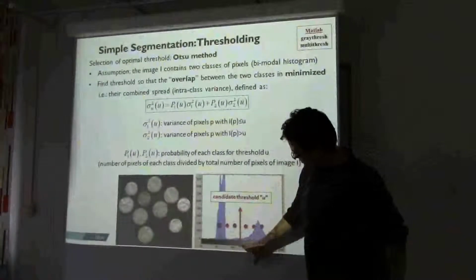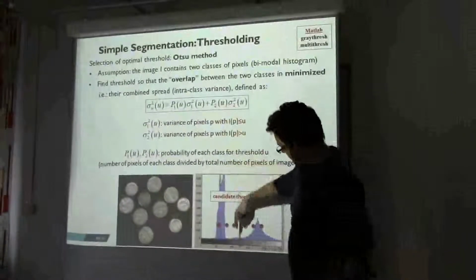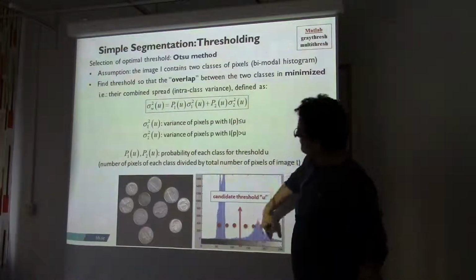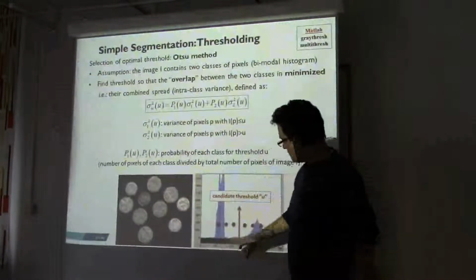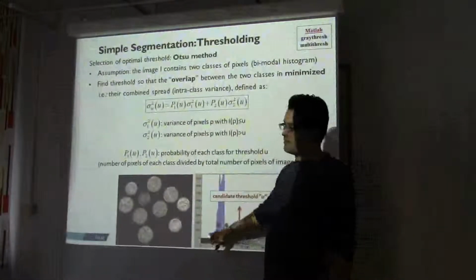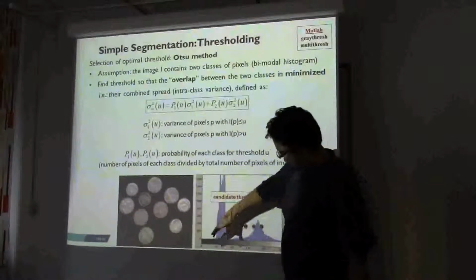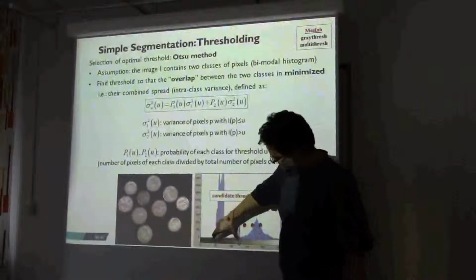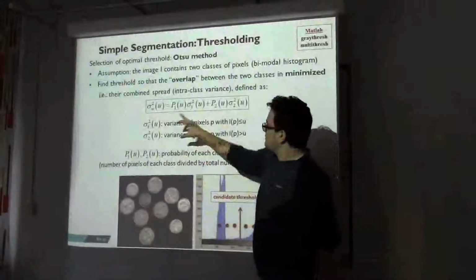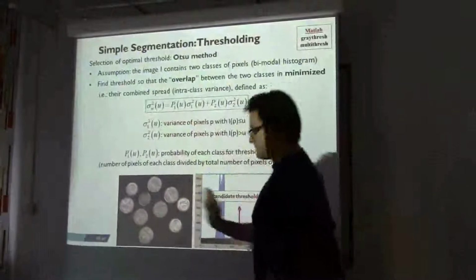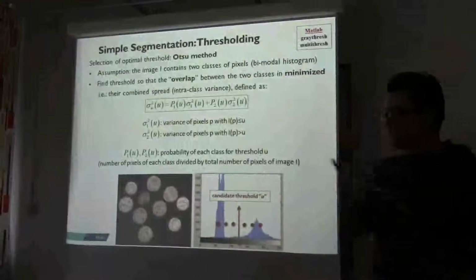So if you put a threshold here somewhere, you compute these two variances of the pixels below and after the threshold, weighted by the probabilities of the pixels here and here. That is just the number of pixels here divided by the total number of pixels of the image in both cases. You get the two probabilities and the standard deviations, and then you modify your threshold and find the point where this is minimized. So you are minimizing the overlap between the two regions.